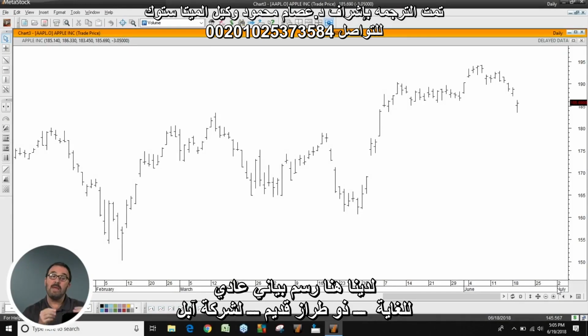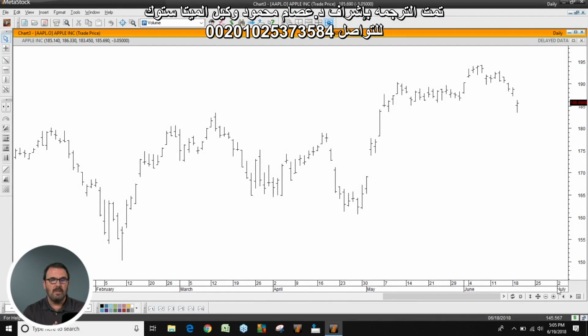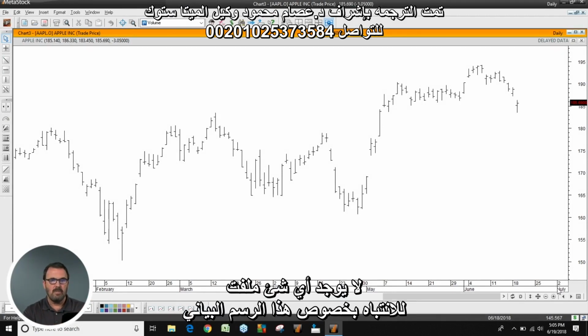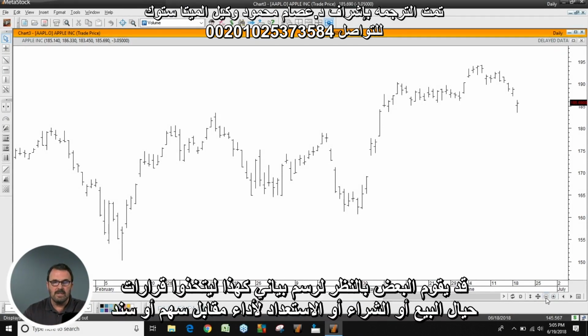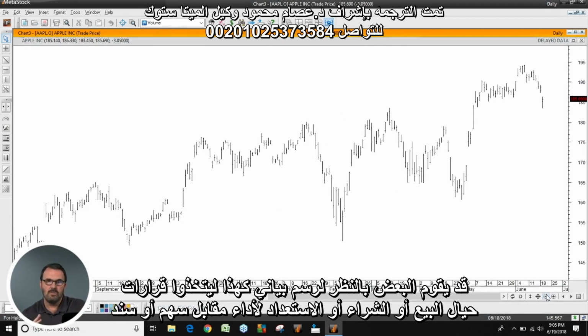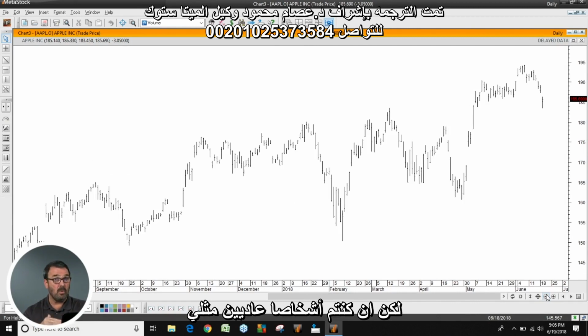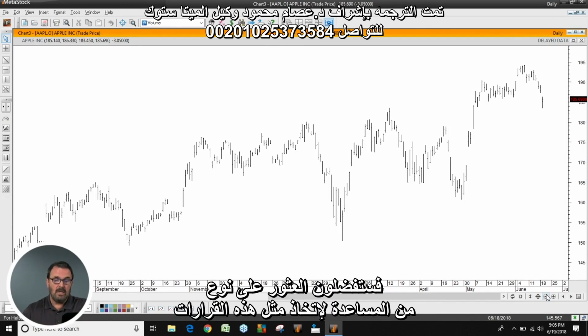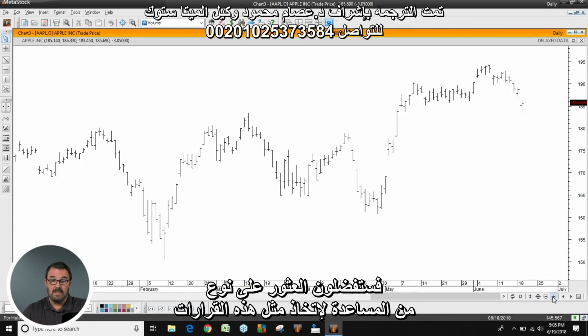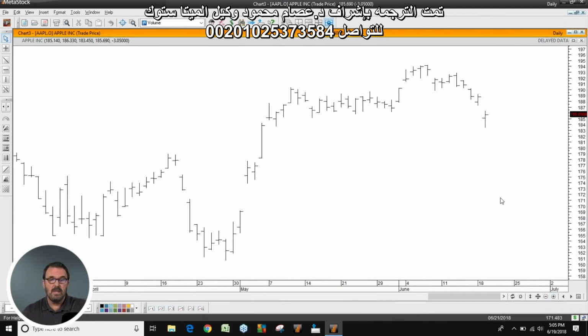All right, so what we have here is a very normal, old-fashioned, plain Jane chart of Apple, just an old bar chart. There's nothing spectacular about this chart. Some people can look at a chart like this and make decisions about whether they want to buy or sell or get into a position on the security. But if you're a mere mortal like me, you would prefer to have some assistance in making those decisions. And that's really where Metastock starts to shine.